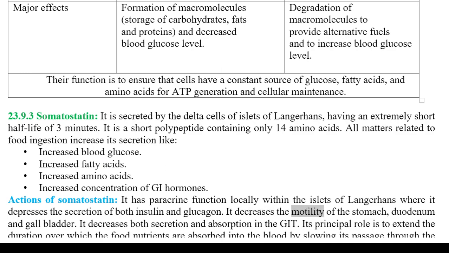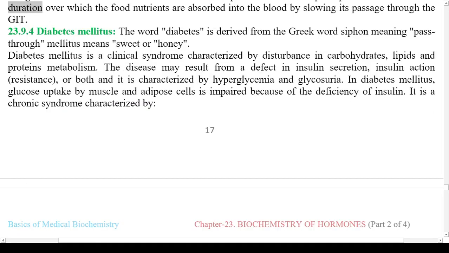It decreases the motility of the stomach, duodenum, and gallbladder. It decreases both secretion and absorption in the GIT. Its principal role is to extend the duration over which the food nutrients are absorbed into the blood by slowing its passage through the GIT.